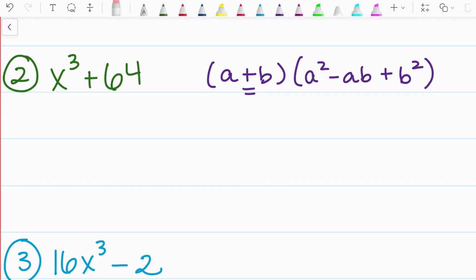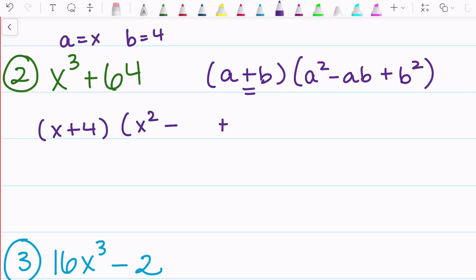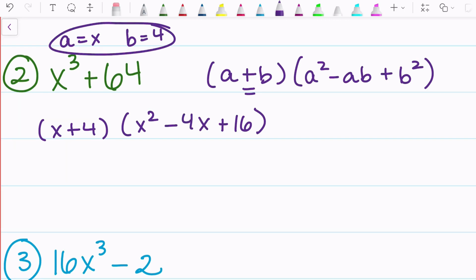And so I'm going to figure out my a and my b. My a value is going to be x again, because it's just the cube root of x cubed. My b value is going to be 4, because 4 times 4 times 4 is 64. So the cube root of 64 is 4. And then I just plug in. So x plus 4, you take the cube roots and add them together. Then you square x, minus, plus, and square 4. I square x at the beginning, square 4 at the end, so 4 squared is 16. And in the middle, you just multiply these two things together. So x times 4 is 4x. And voila, there's my formula, all plugged in.